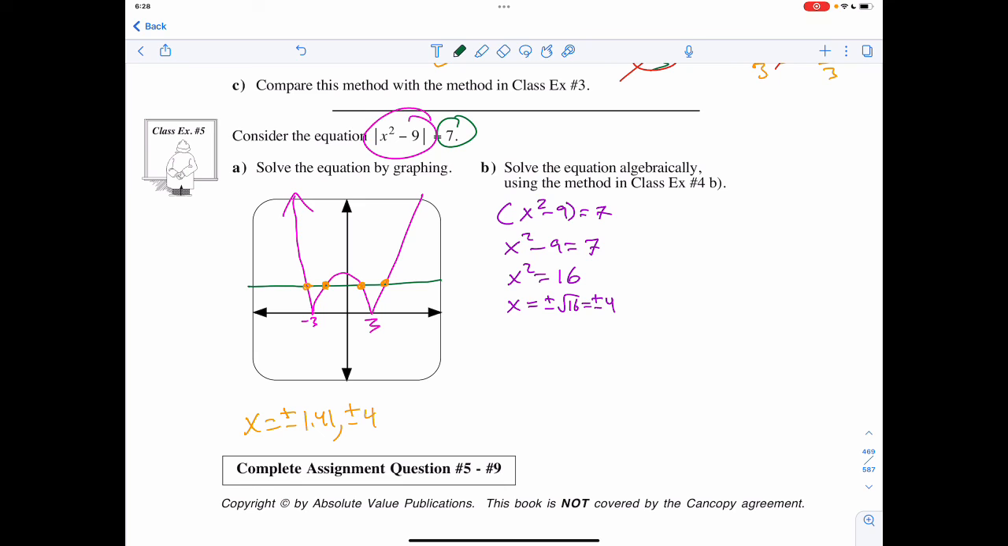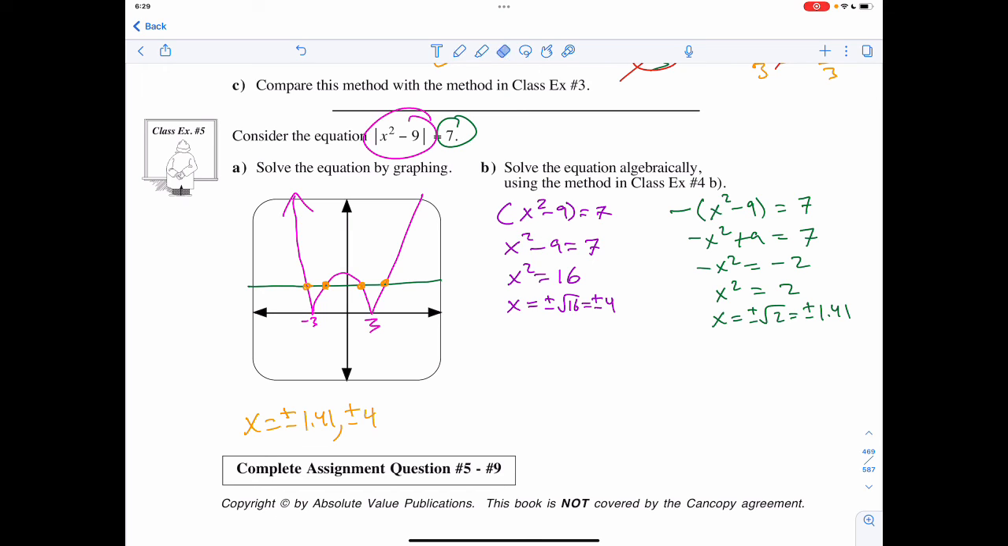I'll take the negative version, and I'm going to say that negative of x squared minus 9 is equal to 7. Negative x squared plus 9 is equal to 7. Subtract 9 from each side, and negative x squared is going to equal negative 2. I'm going to divide both sides by negative 1. X squared is equal to positive 2. And then x would equal the positive or negative square root of 2, which can be rounded to positive or negative 1.41.